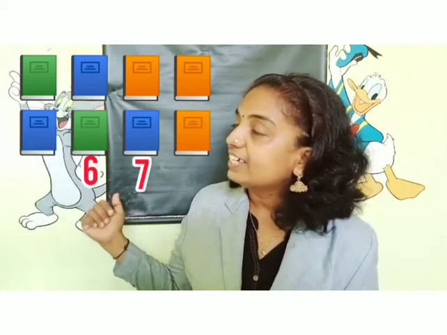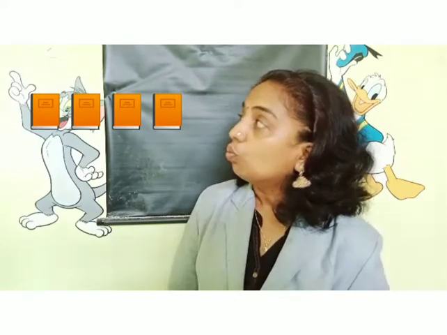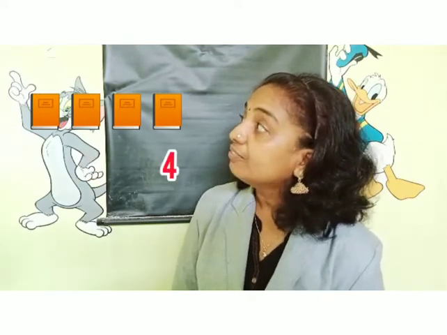Let's listen, children. Let us take another example. Here are some books. Let's count. How many books are here? 1, 2, 3, 4, 5, 6, 7, 8. 8 books. I'm going to take away 4 books. Let's see how many are remaining. 1, 2, 3, 4. 4 books.